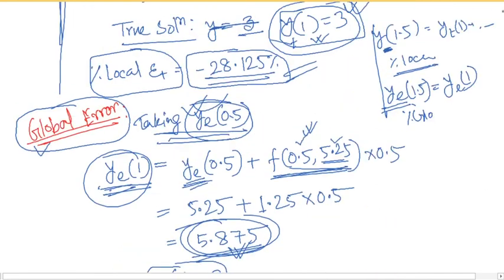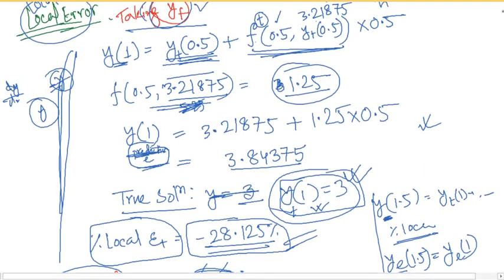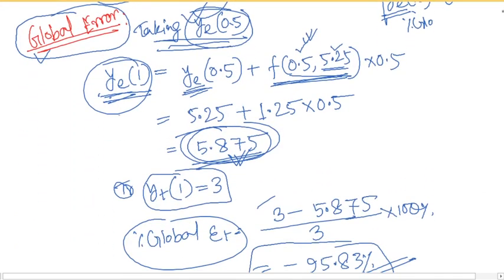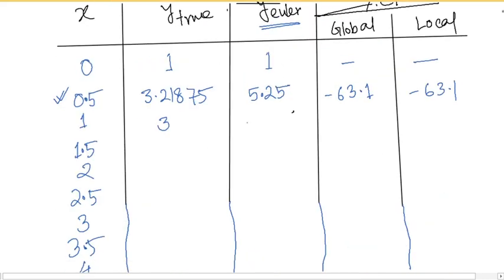Don't be confused. Again, I am saying you might be making mistakes in your exam as well. Don't take this value as the Euler value. This is just for calculating local error. The original Euler value will be this one when you take the Euler value from the previous steps. So 5.875 will be the value.